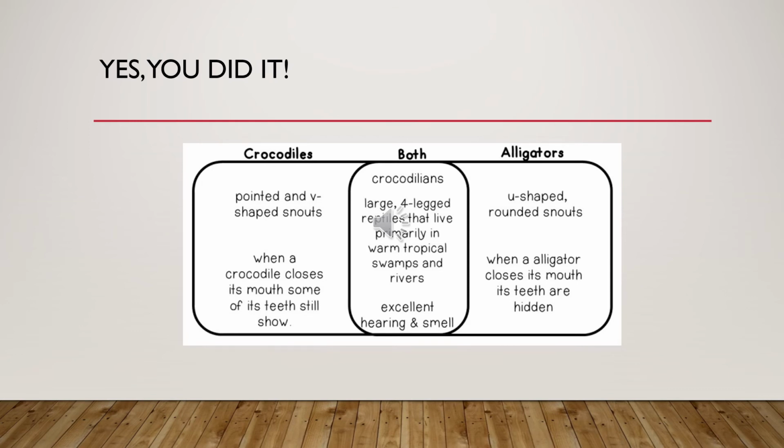But they both have some characteristics that are the same. For instance, they both are in the same family of crocodilians. They're large, four-legged reptiles that live primarily in warm tropical swamps and rivers. They also both have excellent hearing and smell.